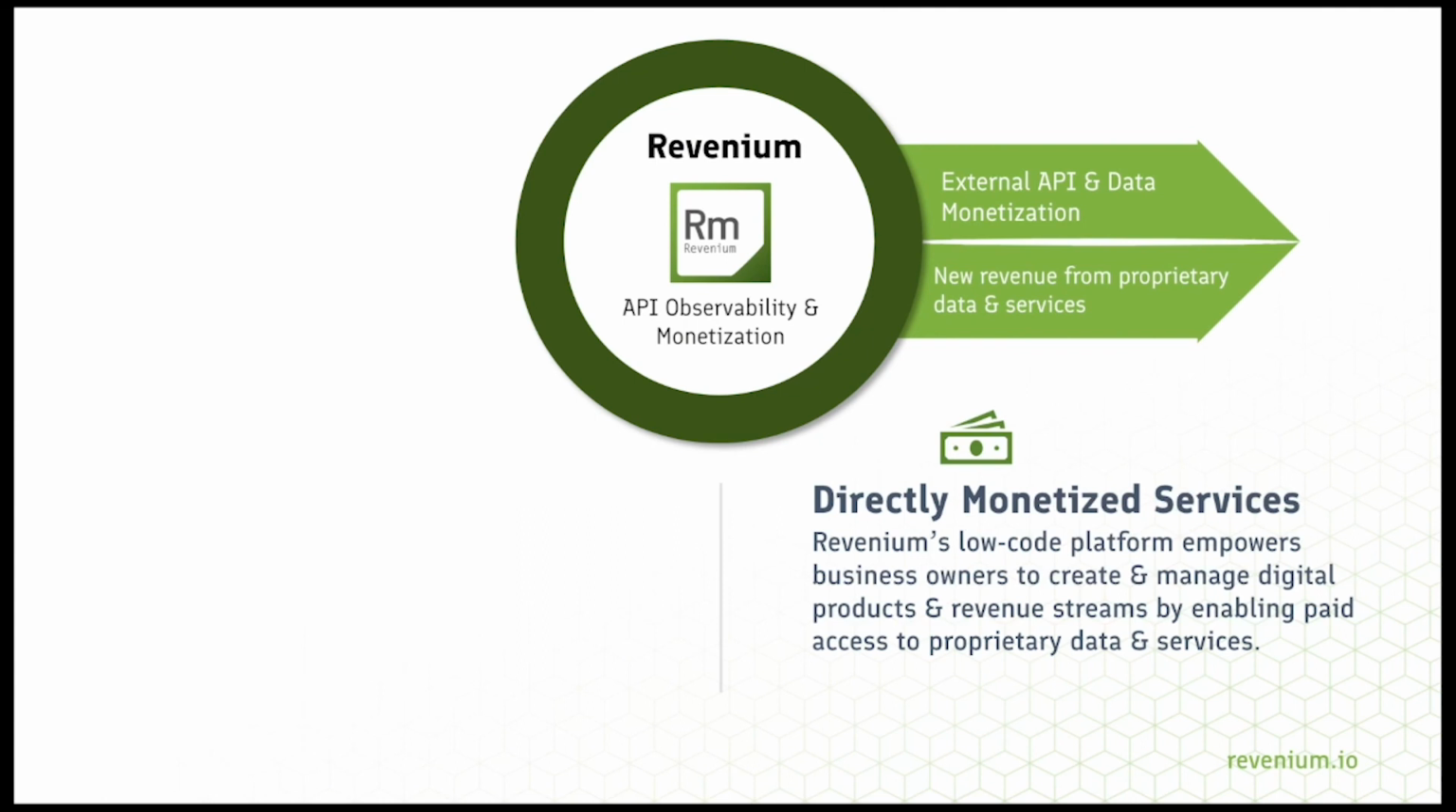There's really two things that Revenium focuses on as a company. The first one is external API and data monetization. And we typically work with medium and large enterprises to help them develop new revenue streams from proprietary data and services. We do that with our low-code SaaS platform that is typically used by business owners because it's relatively simple to use and doesn't involve a lot of code to set up. And they use that to create and manage digital products, develop pricing schemes for API-centric products, and enable paid access to existing or new services that they're developing.